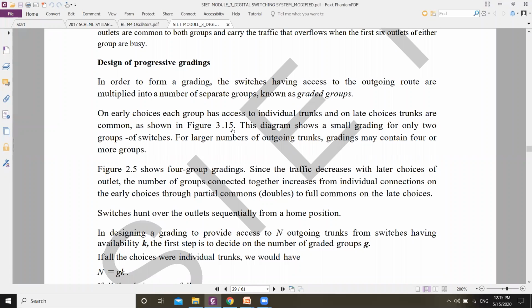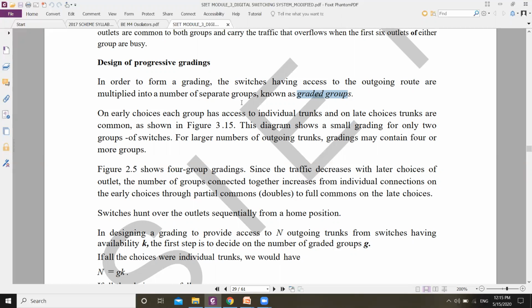So in order to form a grading, the switches having access to outgoing routes are multiplied into a number of separate groups called graded groups. In order to do this progressive grading, the switches having access to outgoing routes are multiplied into a number of separate groups, and such groups are called graded groups.